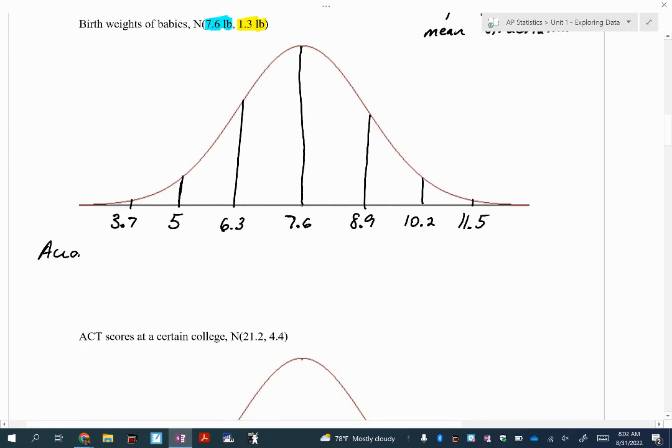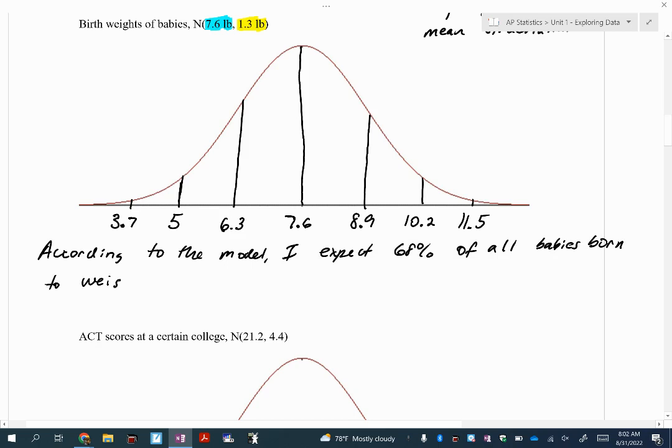According to the model, I expect 68% of all babies born to weigh between, and this is where we're going to use the 1 standard deviation to the left and to the right of the mean, so between 6.3 and 8.9 pounds.